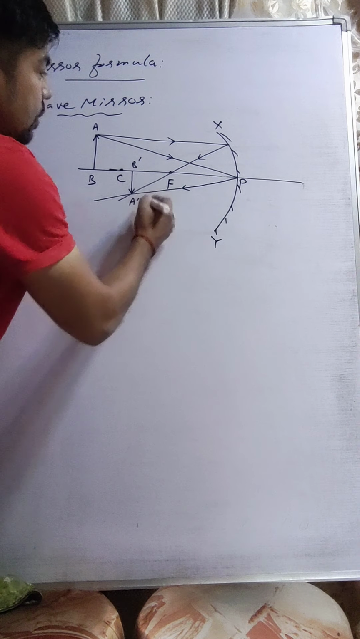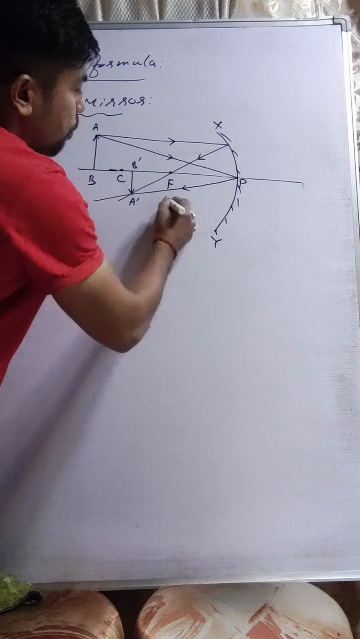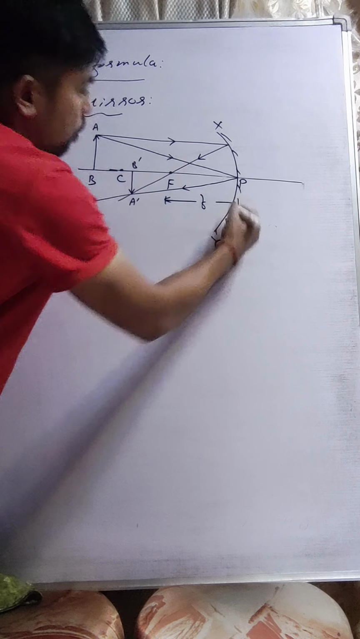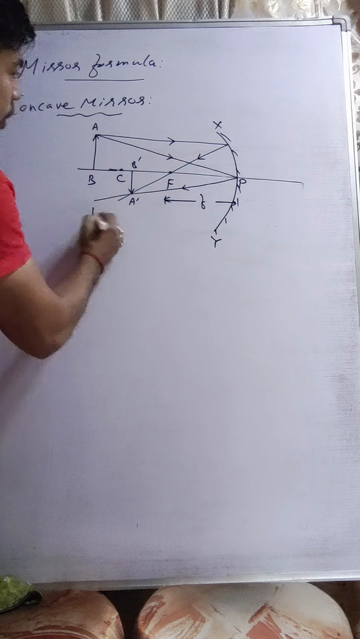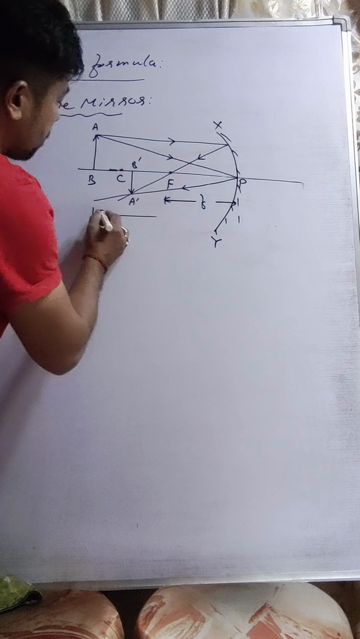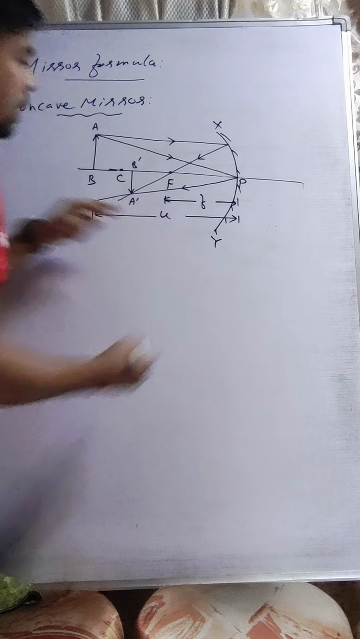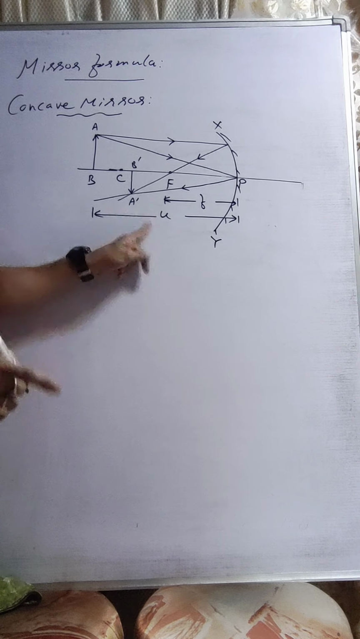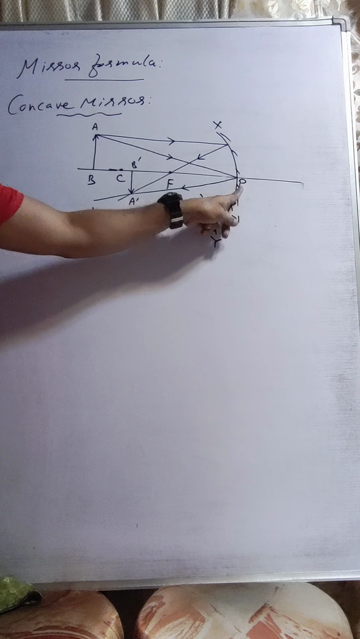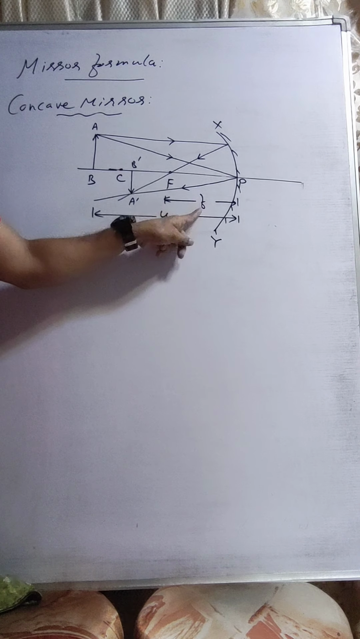So the distance of the focus from the pole of the mirror is f. This is called what? The focal length, you know. The distance of object AB from the pole of the mirror is denoted by u, and this is called what? The object distance. Clear? The distance of the object is always denoted by u. All distances should be measured from the pole of the mirror. The distance of the focus is called the focal length.